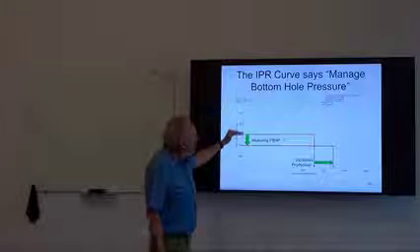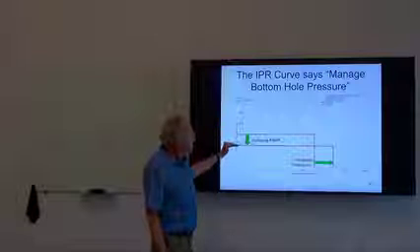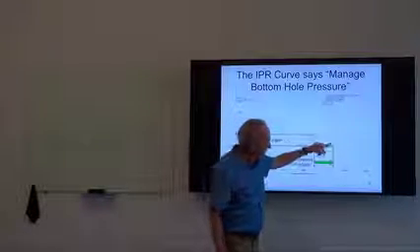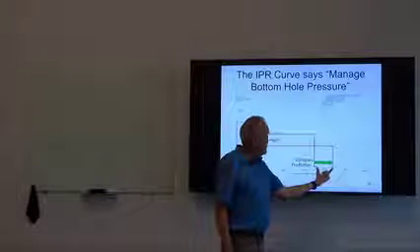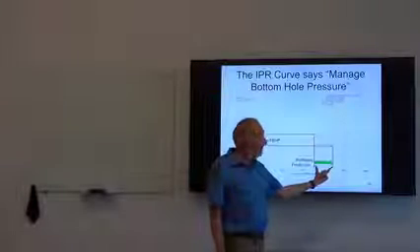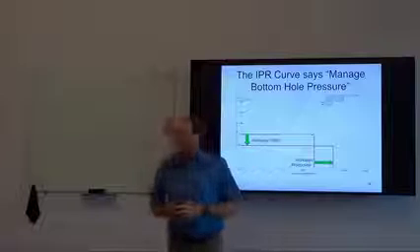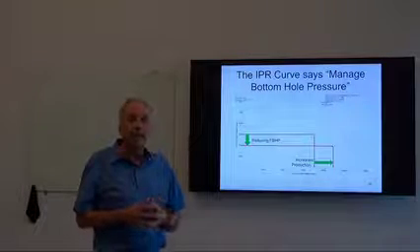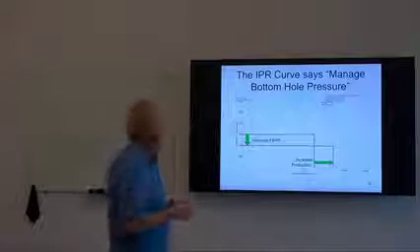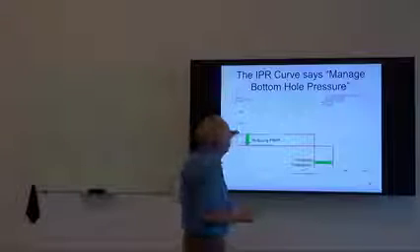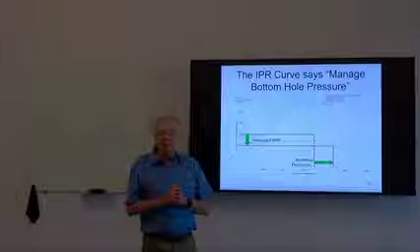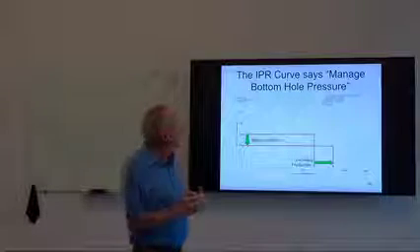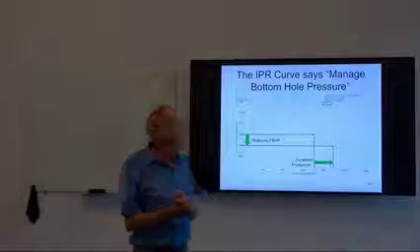If we were able to reduce that flowing bottom hole pressure, we can see that we come across to a different point and we see a significant increase in production. So this is very clearly the relationship between flowing bottom hole pressure and formation gas. And it is key in understanding this relationship as we manage our wells. It means that we need to manage bottom hole pressure.